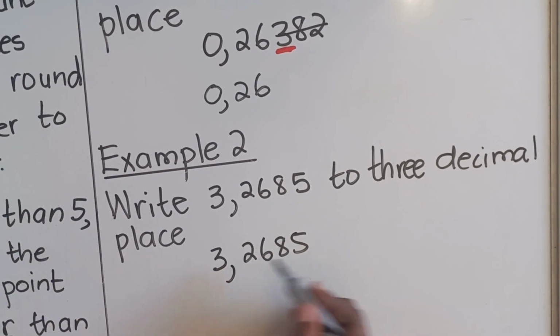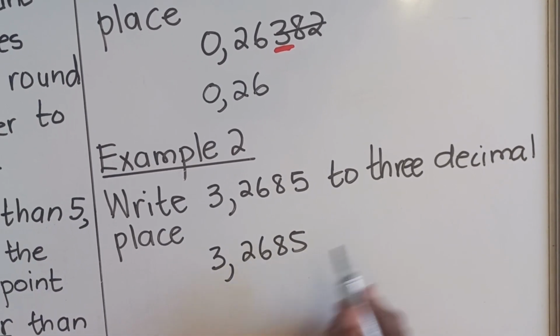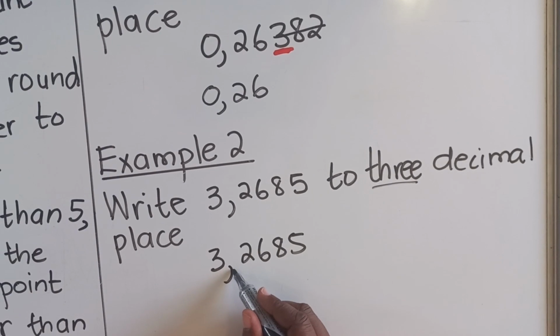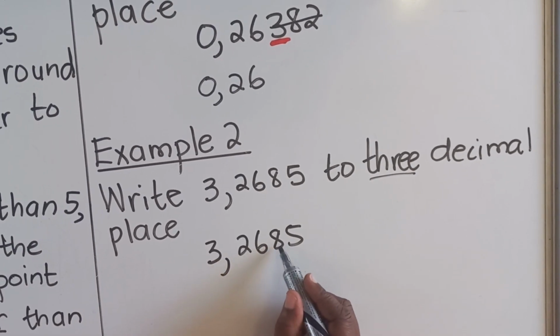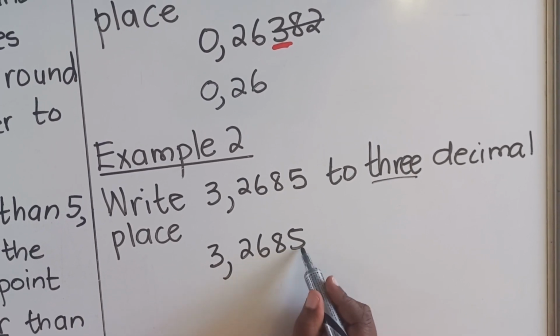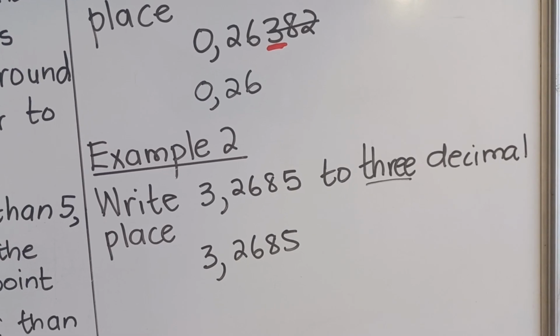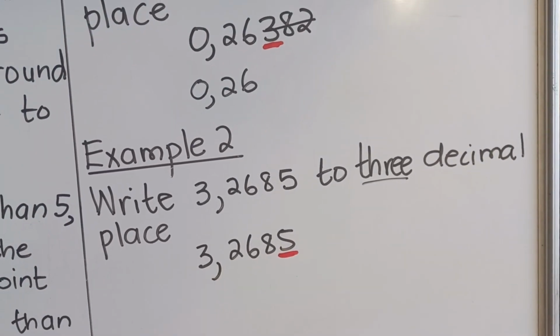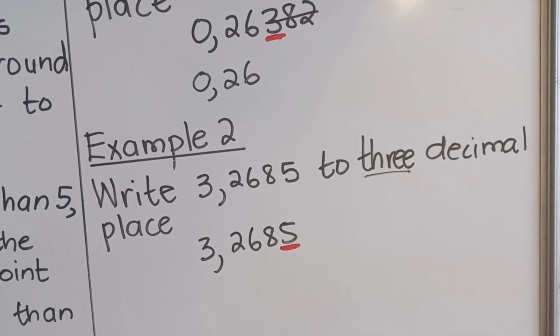You go here, you go to your right, you count 3, because they said 3 decimal places. So you count 3 numbers: 1, 2, 3. So the number that you're going to fiddle with is the 4th one. So we're going to fiddle with this one. Right? Now let's read instruction number B.